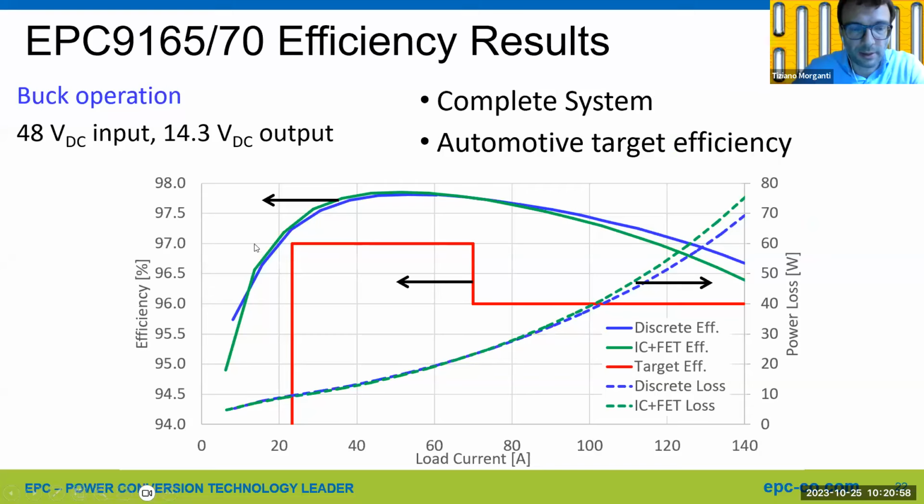So this is the efficiency we could measure. So we have in buck mode more than 97.5% efficiency at peak, so almost 98% peak efficiency, dropping to 96.5 at full load. The plot down here is showing the losses in the full board. So this efficiency plot is including also the controller. So it's the full system efficiency.